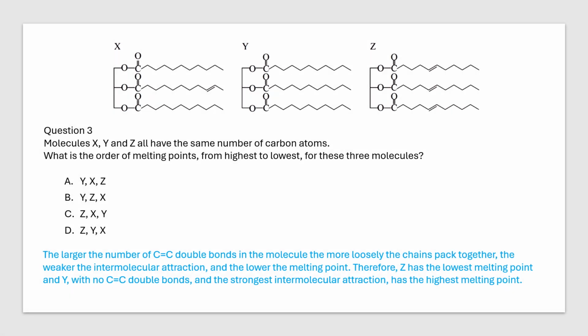All molecules are triglycerides and have the same number of carbon atoms. So, their melting points are dependent on the number of carbon-carbon double bonds. The more carbon-carbon double bonds, the lower the melting points. There are 3 carbon-carbon double bonds in Z, 1 in X and none in Y. So, from highest to lowest, the order of melting points is Y, X, and Z.